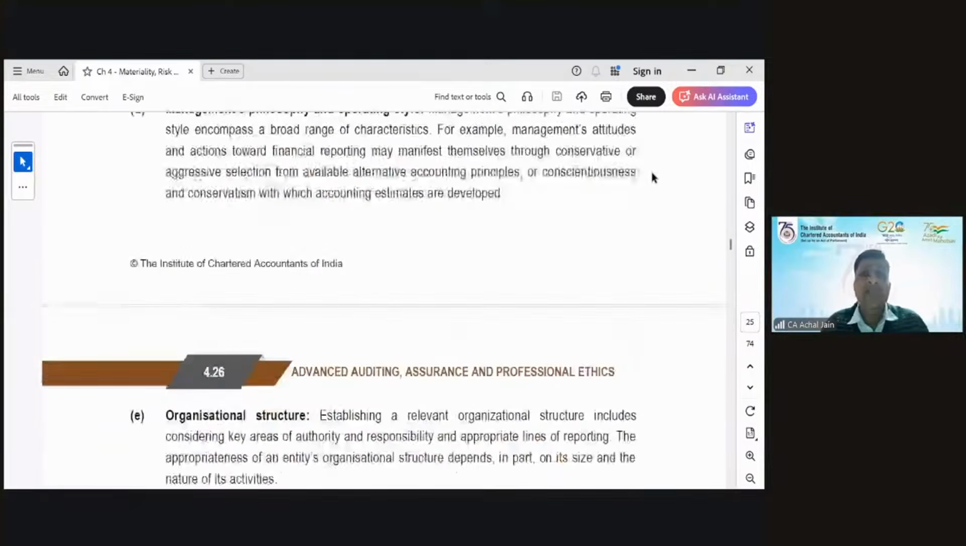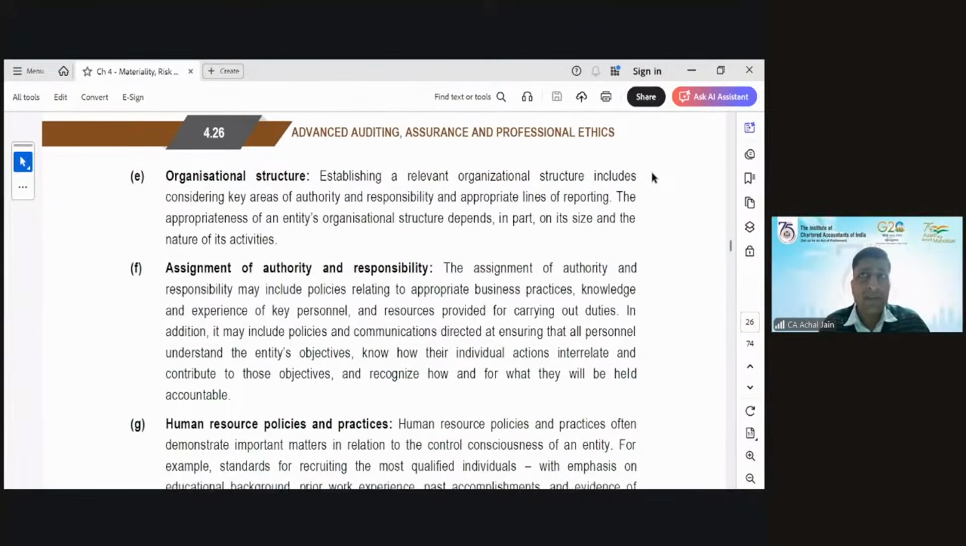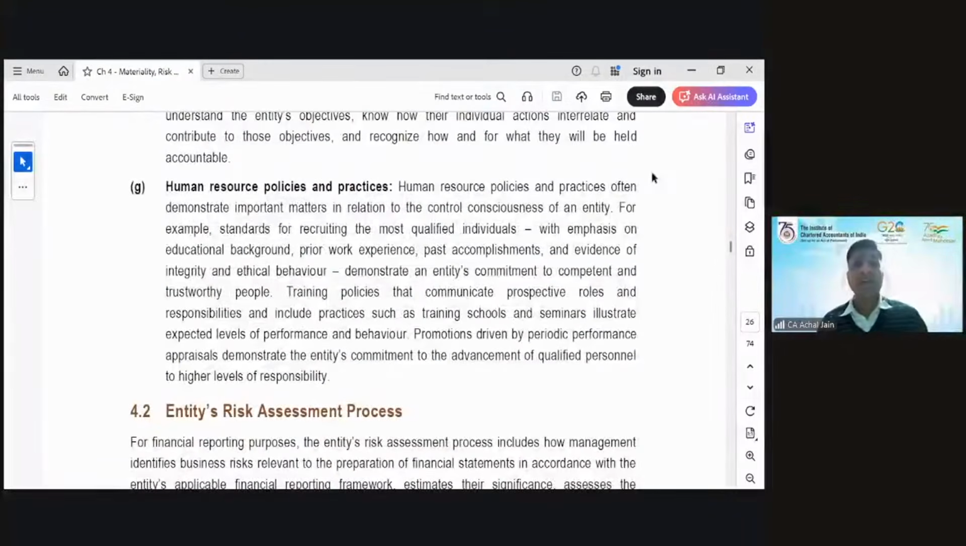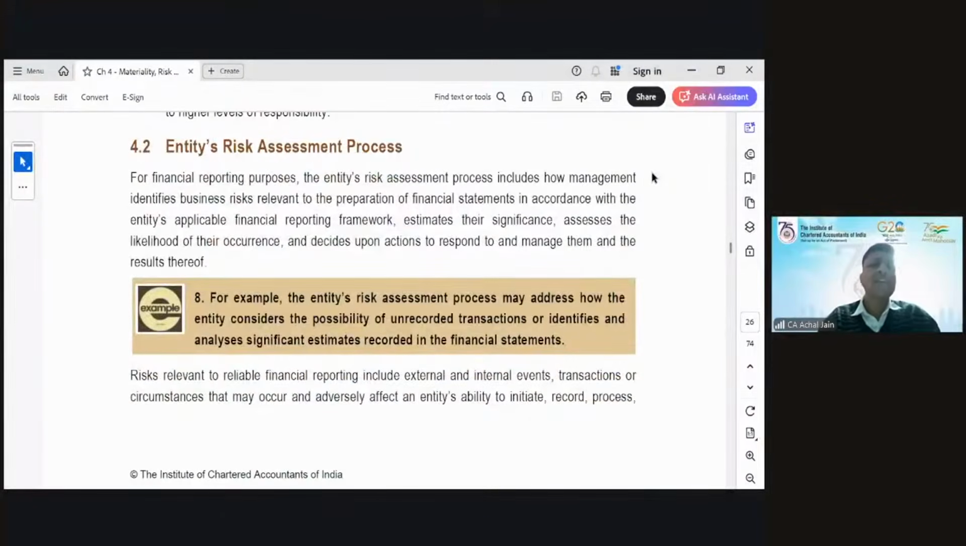So the management's philosophy and the operating style. The way the organization is structured will again have an important role to play in this. Everybody who is given some responsibility, there should be clarity on this, number one. And an appropriate level of authority should also be attached to that. I think we have already talked about policies and procedures. Okay. Now, talking about the risk assessment process. In relation to the risk assessment process, basically we are talking about how the management identifies business risks relevant to preparation of financial statements.